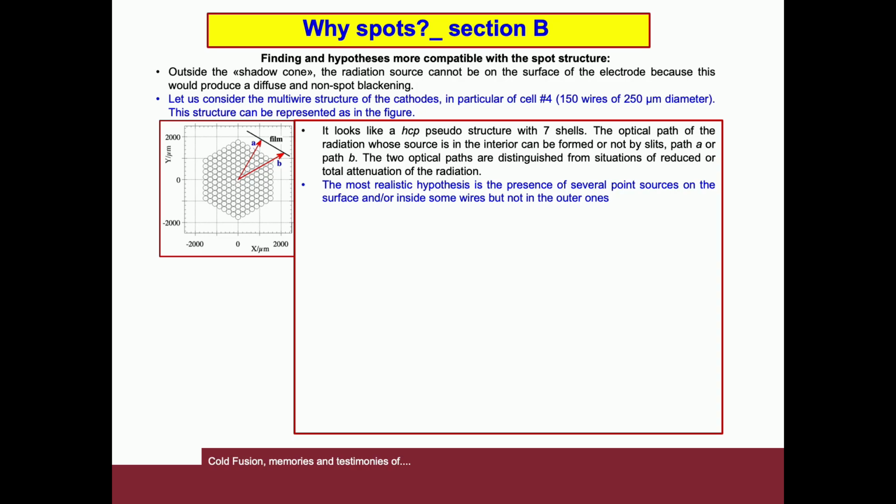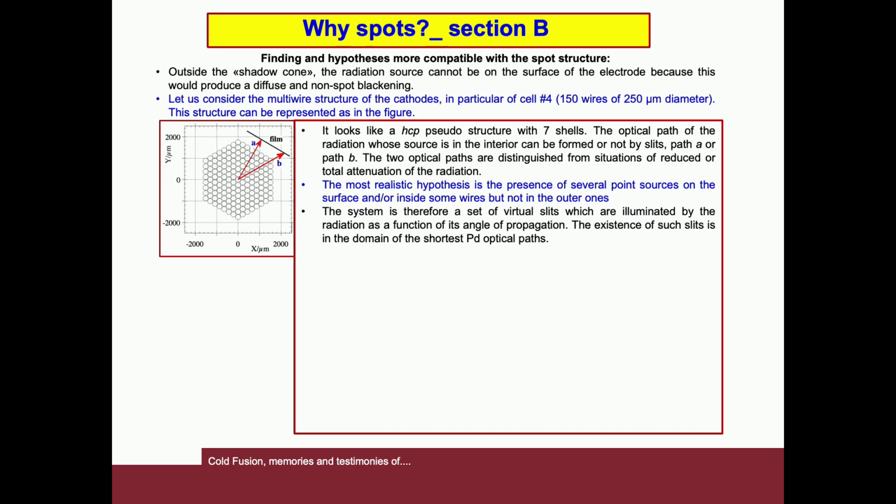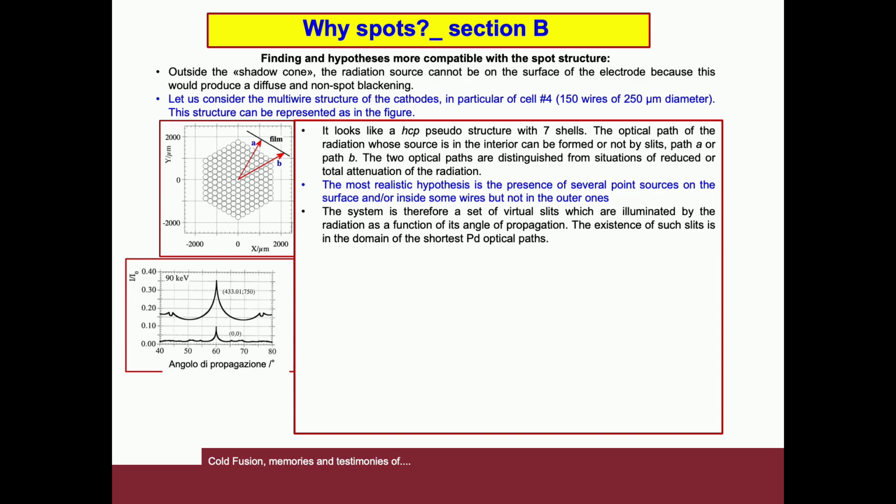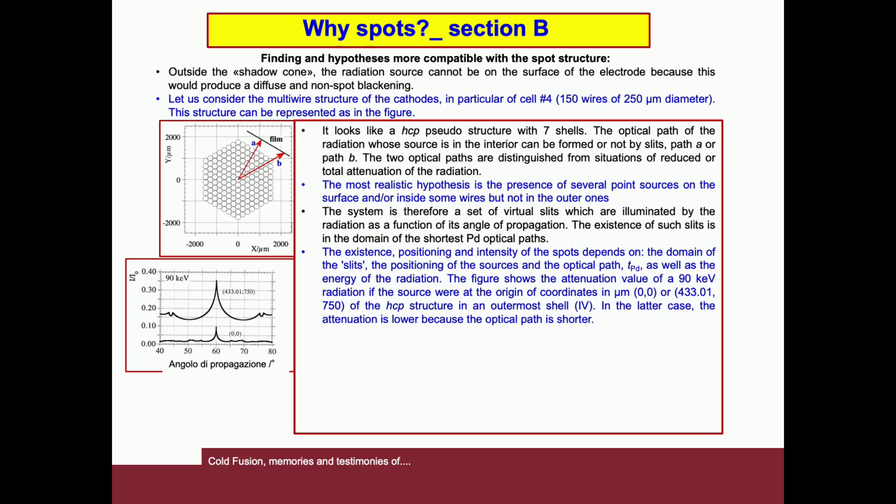The optical path of the radiation, whose source is inside, may or may not be formed by slits. In path A or path B, the two optical paths are distinguished by situations of reduced or total attenuation of the radiation. The total case is that of path B. The most realistic hypothesis is the presence of multiple point sources on the surface and/or inside some wires, but not in the outer ones.